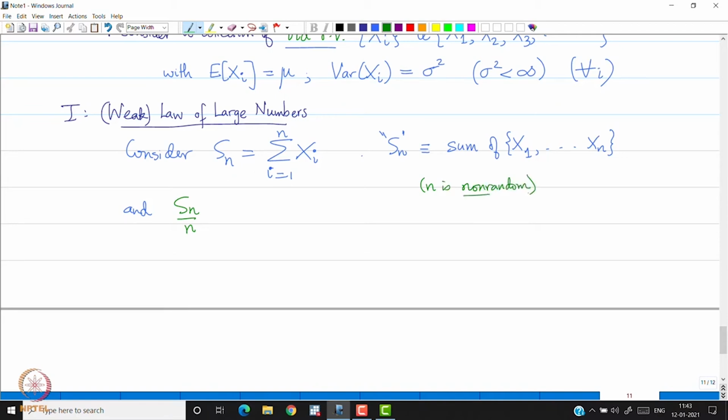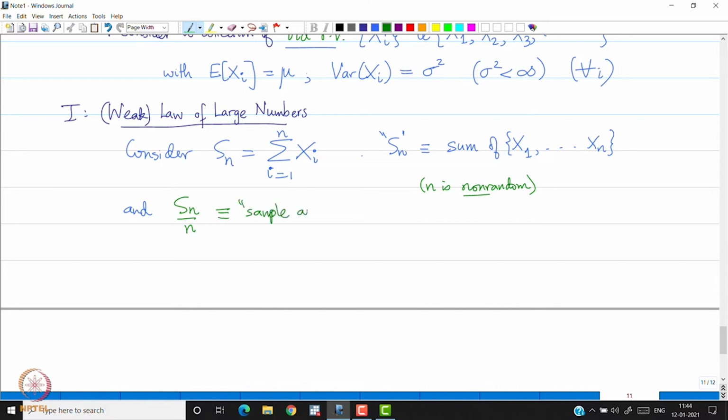It's fundamental and very important that small n is under our control, and we get to decide how big it is. Okay. So this Sn by n is called the sample average. Why is it called the sample average?